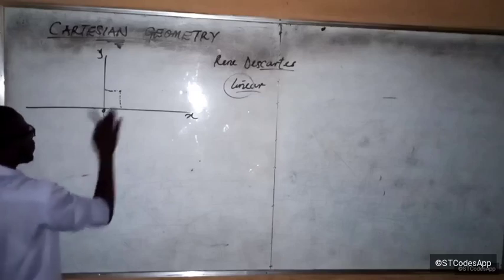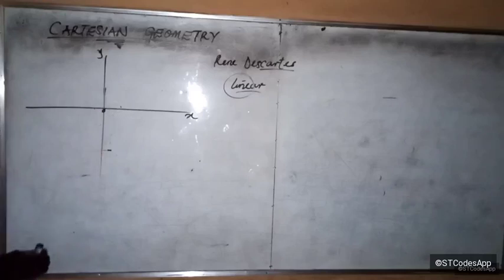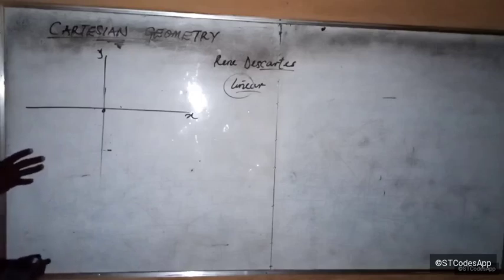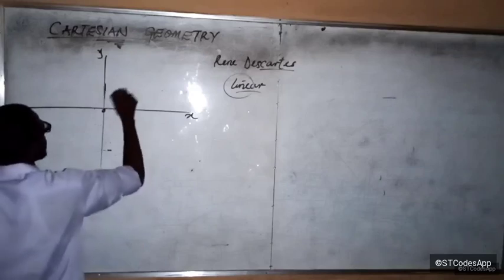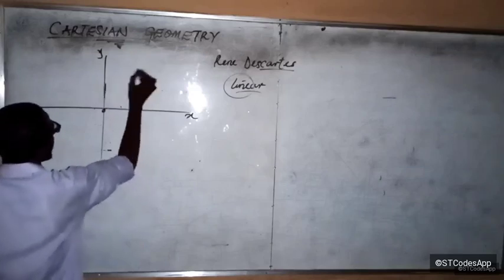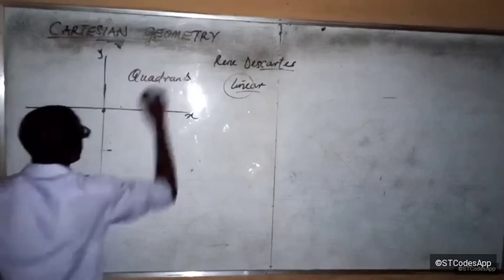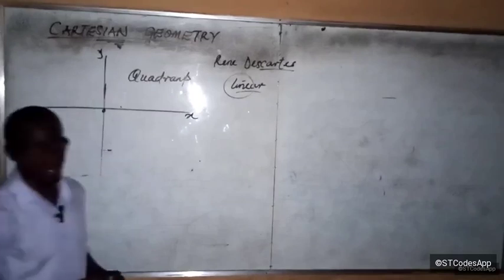Is that okay? Now, one other thing they noticed was that this kind of geometry actually divides the plane into four parts. It divides the plane into what? 4 parts. So we call those parts quadrants. We call those parts what? Quadrants. So this being the first quadrant, second quadrant, third, and fourth quadrant.